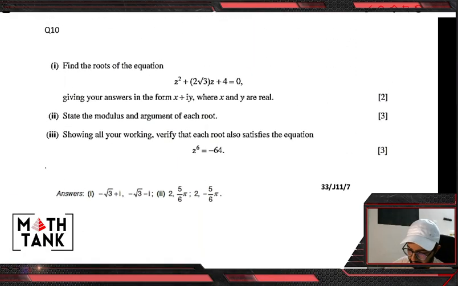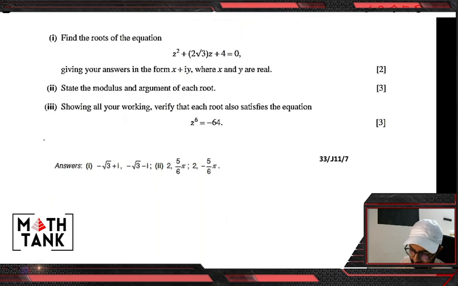Let's see this. It says find the roots of the equation z squared plus 2 root 3 z plus 4, giving your answers in the form x plus yi, where x and y are real numbers. Okay, so if I'm just trying to find the roots, I can just use my quadratic formula, minus b plus or minus the square root of b squared minus 4ac over 2a.